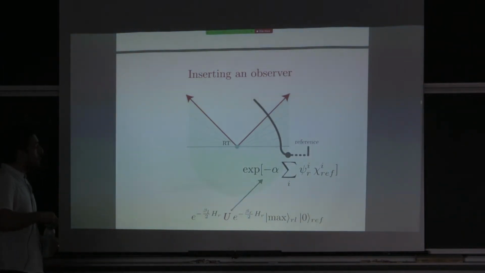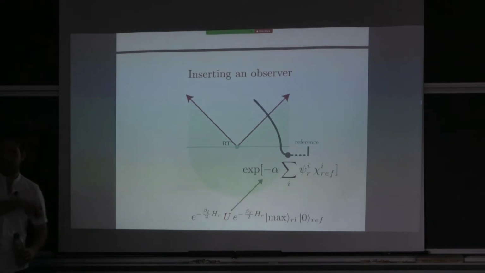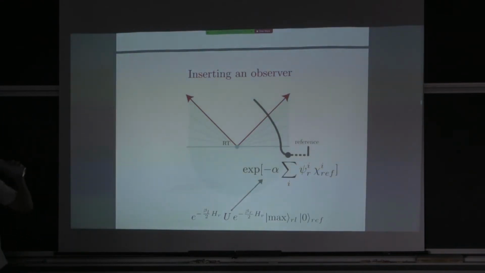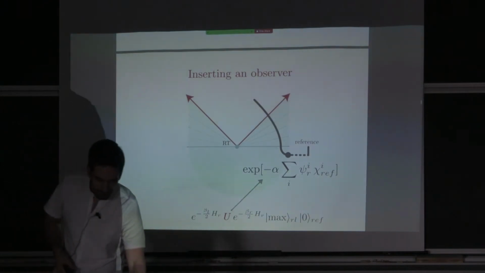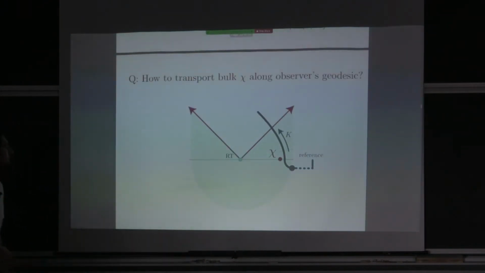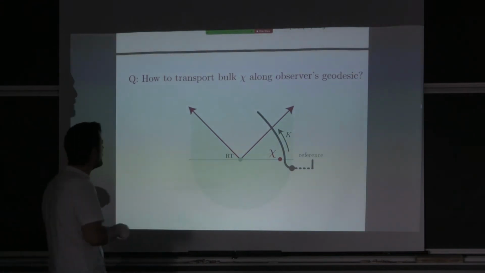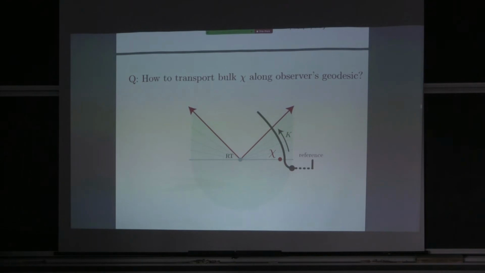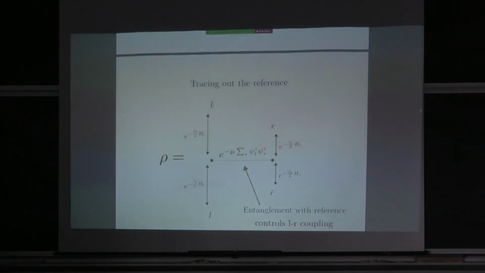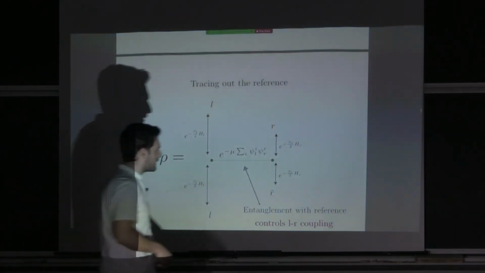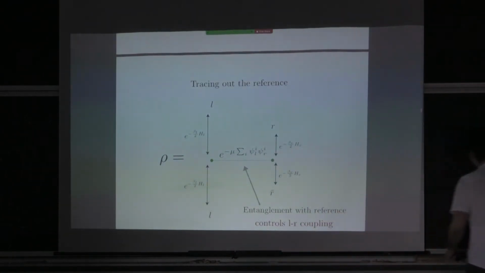So the operator we're interested in now is to take this state and then trace out the reference to obtain the modular Hamiltonian. I think I'm using the wrong set of slides. This is an older version of the slides. I'm pretty sure I moved the slide from here. So I'm just going to draw it.